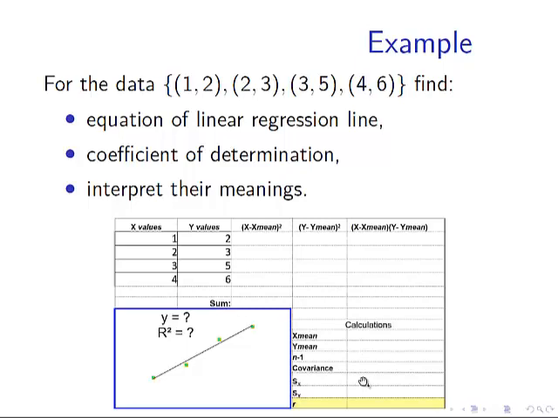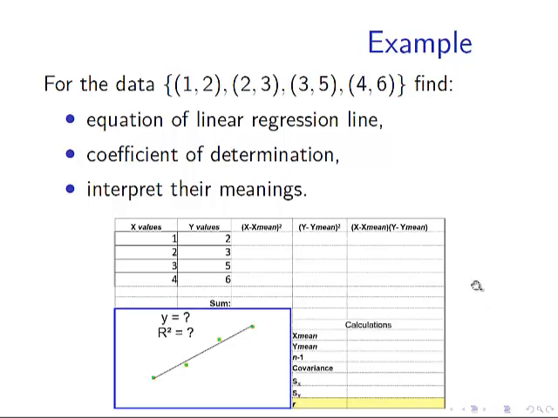For Sx, we find the square root of this sum divided by n minus 1. Similar thing for Sy. R equals covariance divided by Sx multiplied by Sy. R we calculate using this formula. And for y, we use the formulas for B0 and B1.